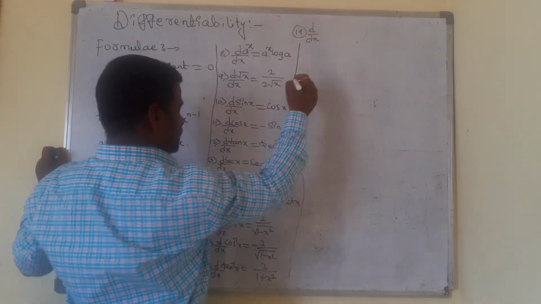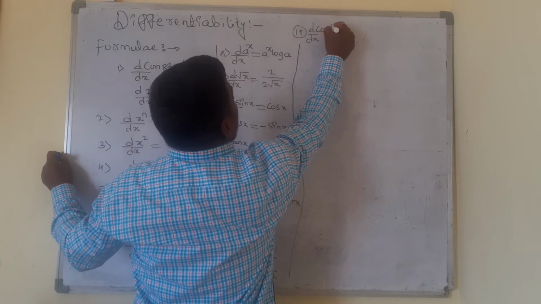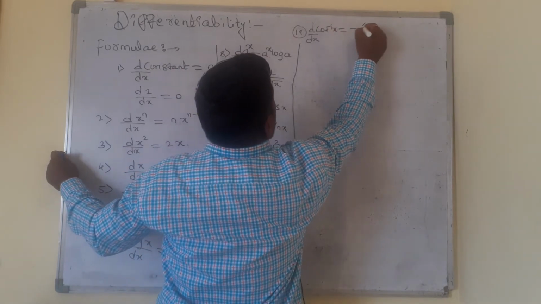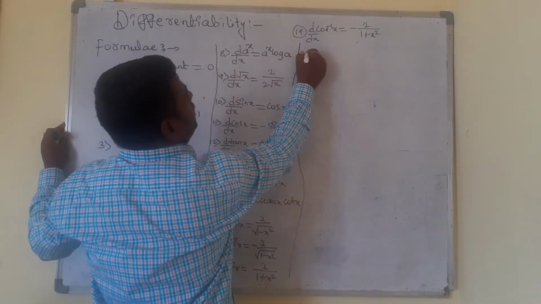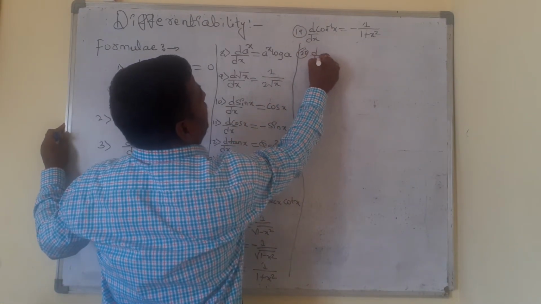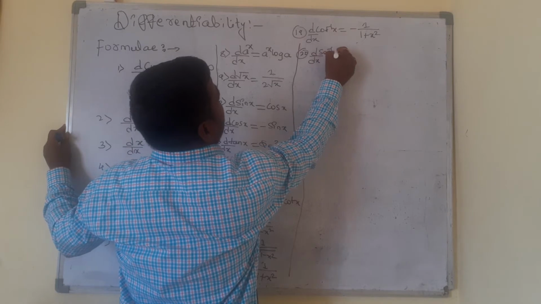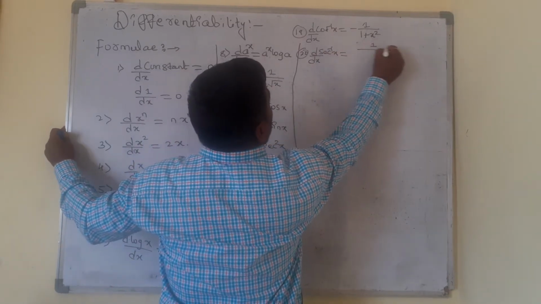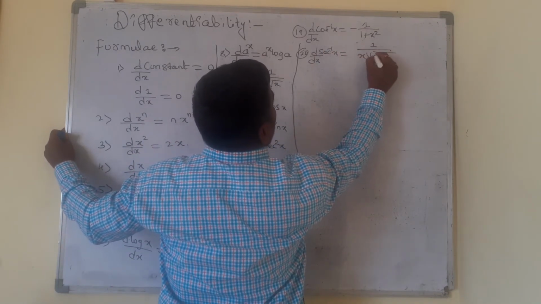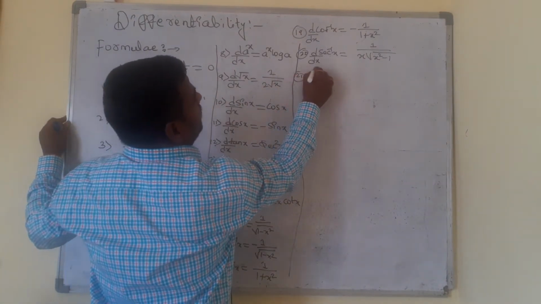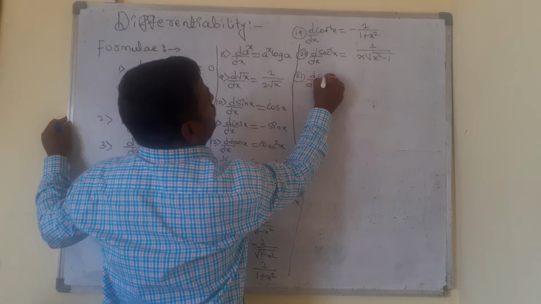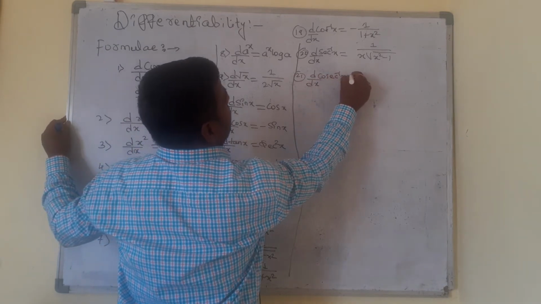What is the differentiation of cot inverse x, minus 1 divided by 1 plus x square. So 20th, differentiation with respect to x of sec inverse x is 1 divided by x root of x square minus 1. So 21, differentiation with respect to x of cosec inverse x.